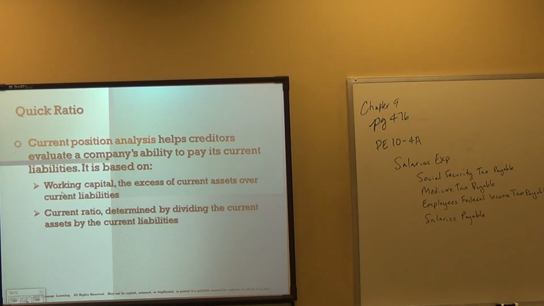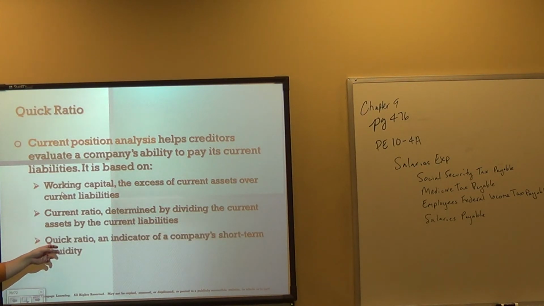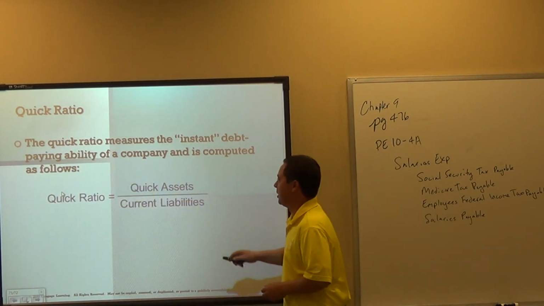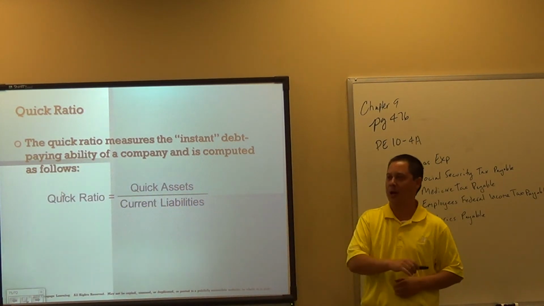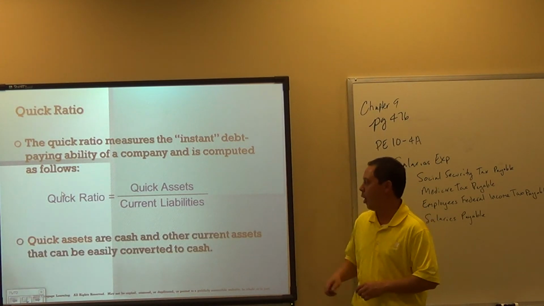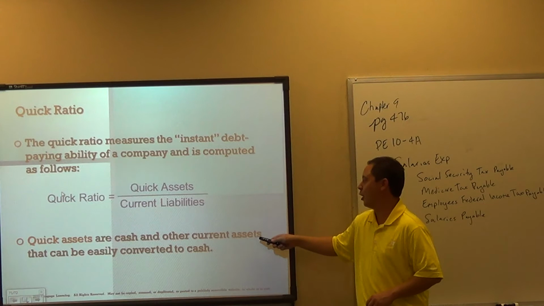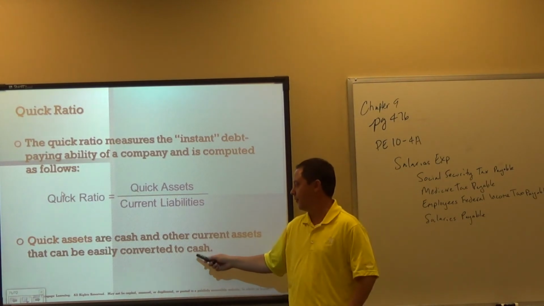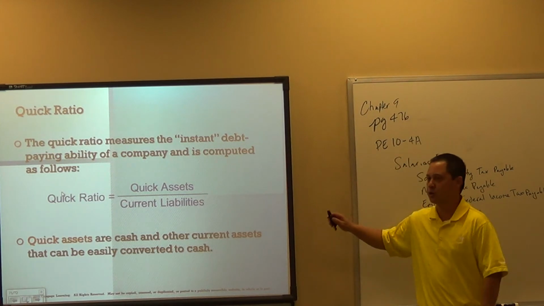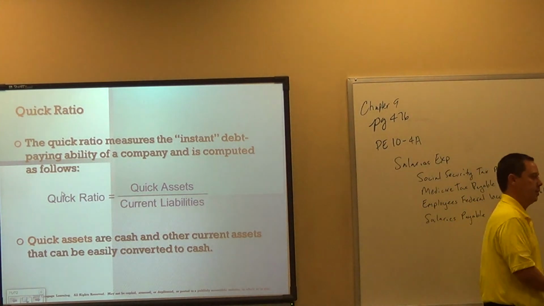Now the quick ratio is a little different. The quick ratio indicates the company's short-term liquidity, how we can get money quickly and pay off our bills. And so in that, we have to take our quick assets over our current liabilities. And so quick assets are cash and other current assets that can easily be converted into cash. We'll take a look at that in just a moment here. So it's quick assets over current liabilities.